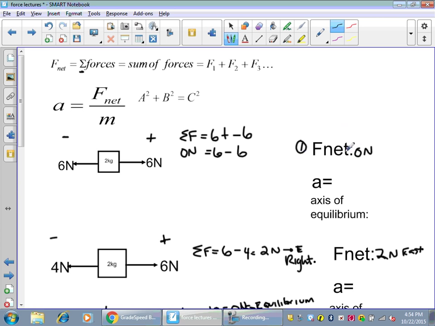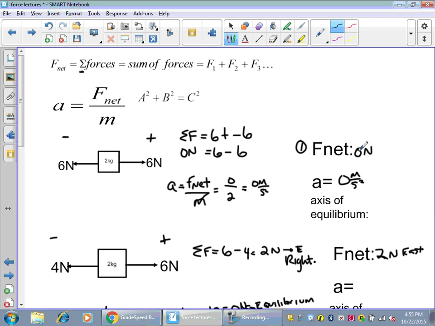Now, we figured out the net force. Now we can figure out the acceleration. The mass is 2 kilograms. We kept it 2 the entire time, right? So our equation for acceleration is the force net divided by the mass. We figured out the force net by adding up the arrows, right? Opposites subtract. So we have 0 divided by 2, and that's going to get us 0 meters per second squared.